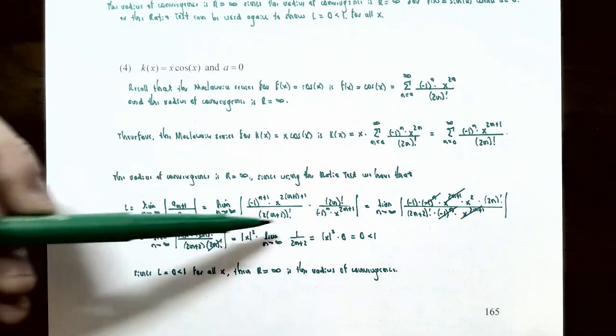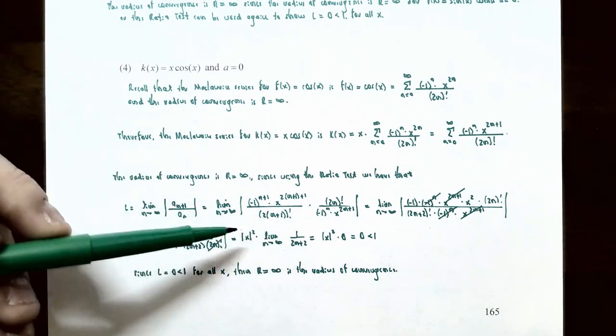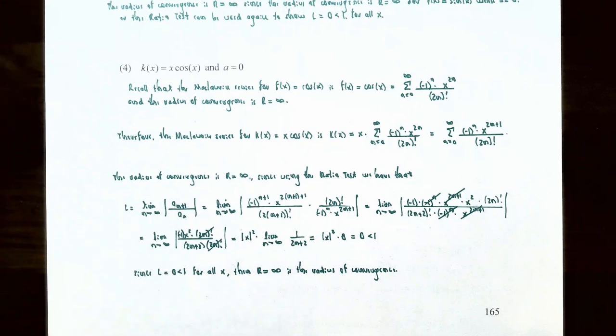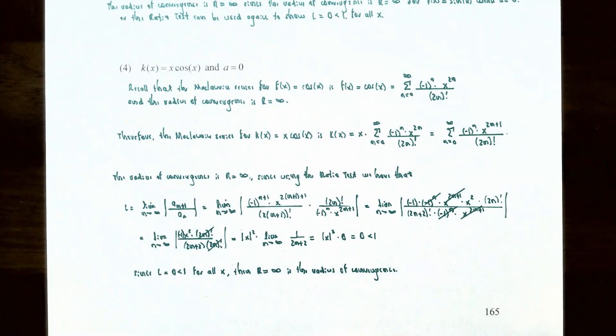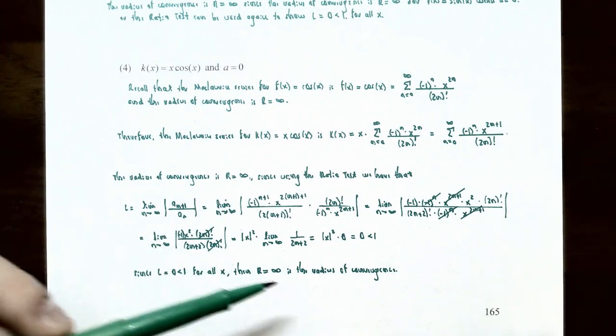Well, this limit is 0, and so you have 0 times the absolute value of x squared, that's 0, and so the limit is always 0 for all x values. So the limit is less than 1 for all x values, so by the ratio test, that tells us that the power series, or in this case, Maclaurin series, converges for all x values. So that means the radius of convergence is infinity.